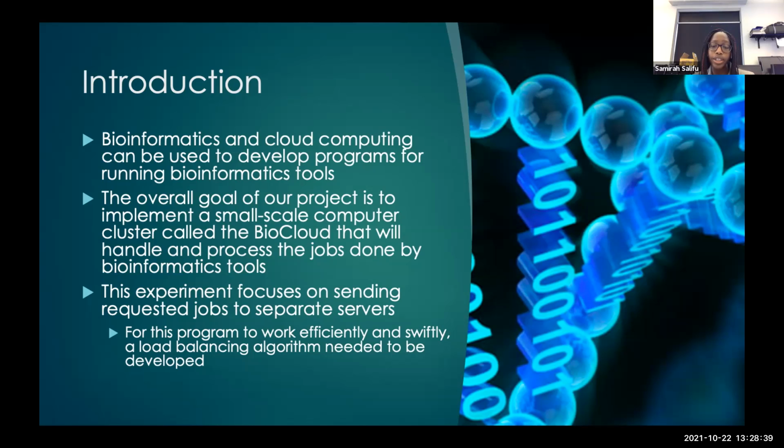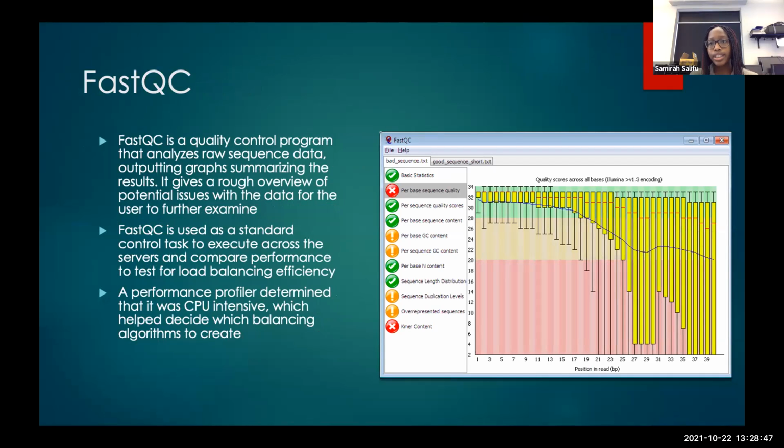For this program to work efficiently and swiftly, a load balancing algorithm needed to be developed. Throughout the entire experiment, I used the FastQC job to keep a base level for comparing the different load balancing algorithms that I created. FastQC is a quality control program that analyzes raw sequence data, outputting graphs summarizing the results. You can see an example of a FastQC output here on the right. It gives a rough overview of potential issues with the data for the users to further examine.